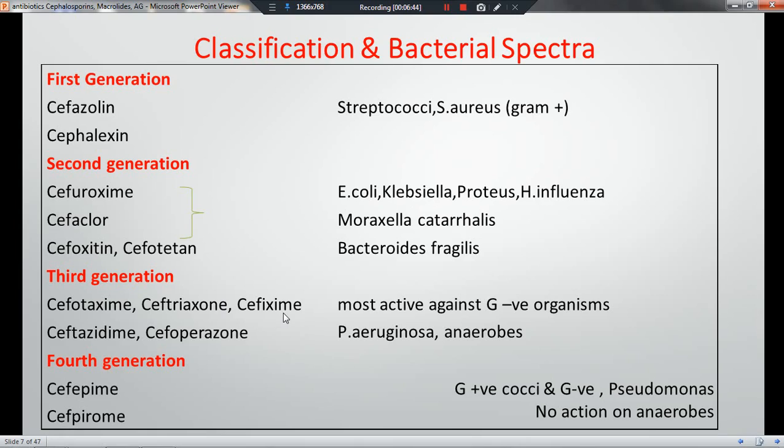Third is mainly gram negative and some are active against pseudomonas. Fourth is again gram positive, gram negative and pseudomonas. And most importantly, when you come to the resistance, as we come from first generation, they are highly susceptible to hydrolysis by beta lactamases. As we come to fourth generation, they become more and more resistant to hydrolysis by beta lactamases. So you can give this fourth generation agents for the resistant organisms.